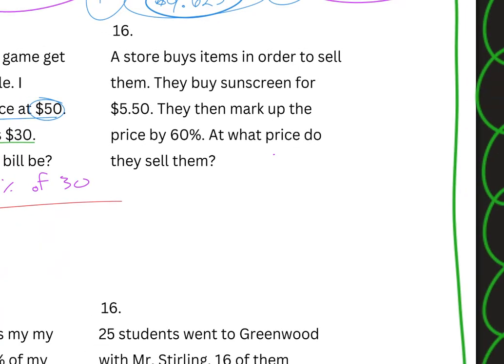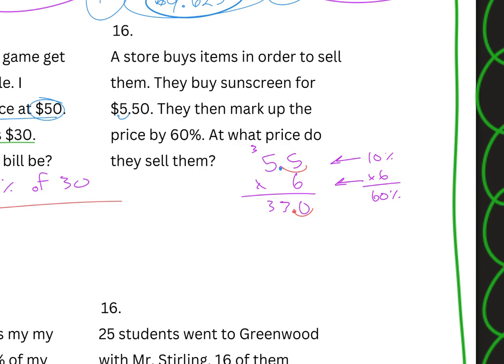So let's just do this. $5.50 times 6. Why $5.50? That's 10%. Why 6? Because 10 times 6 is 60. 6 times 5 is 30. Move the decimal one time. And wait a second, not $33. What's going on here? I did not move my decimal enough.